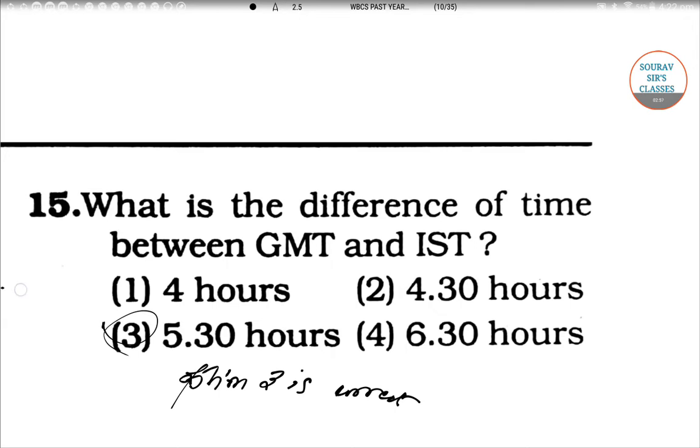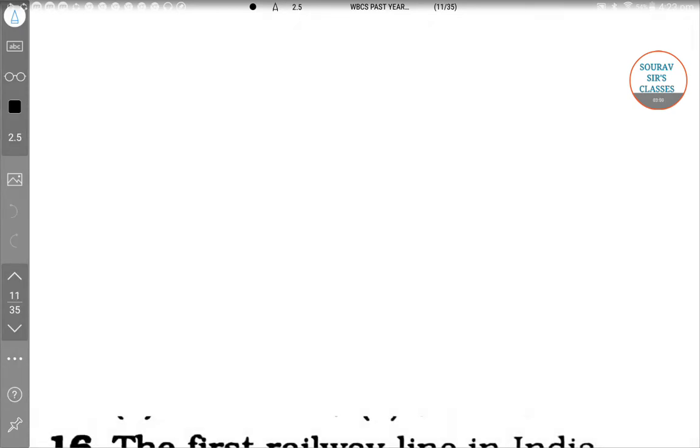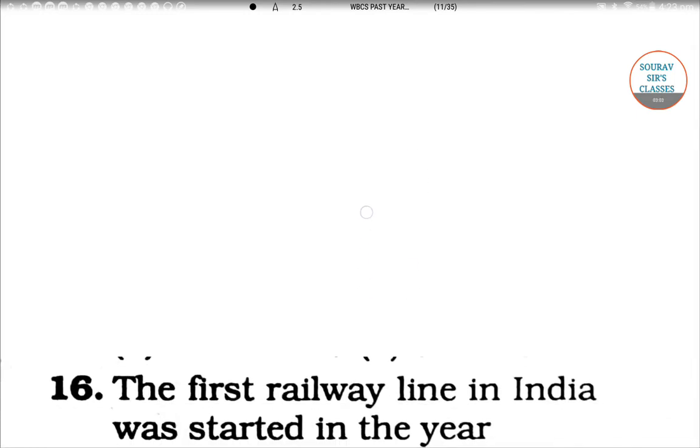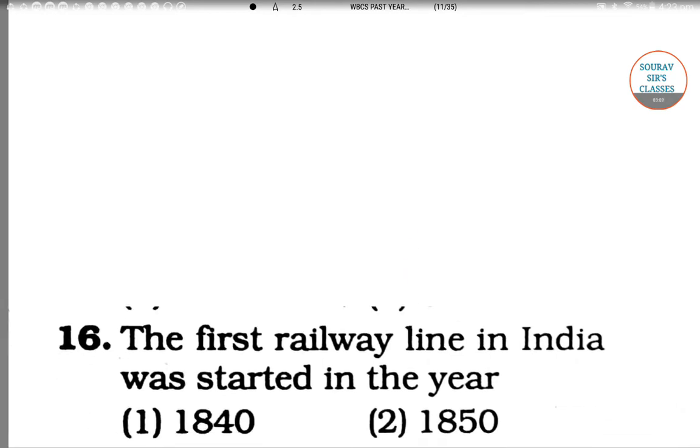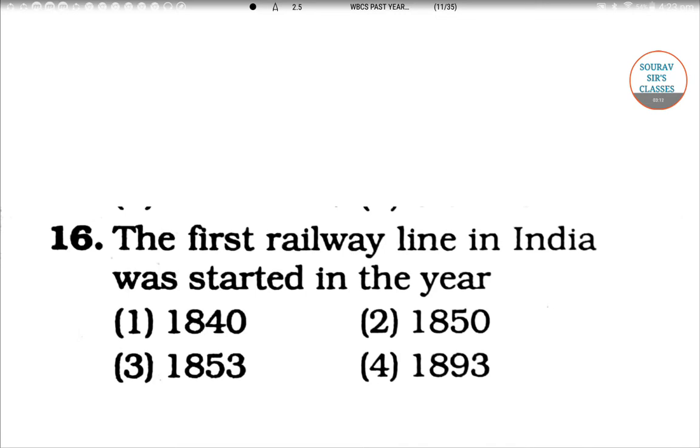Let's move to next question. The first railway in India was started in which year? 1849, 1840, 1850, 1853, or 1893? The correct option will be 1853. The first railway in India was started in 1853 and ran from Thane to Bombay. It was also known as the Red Hill Railroad.